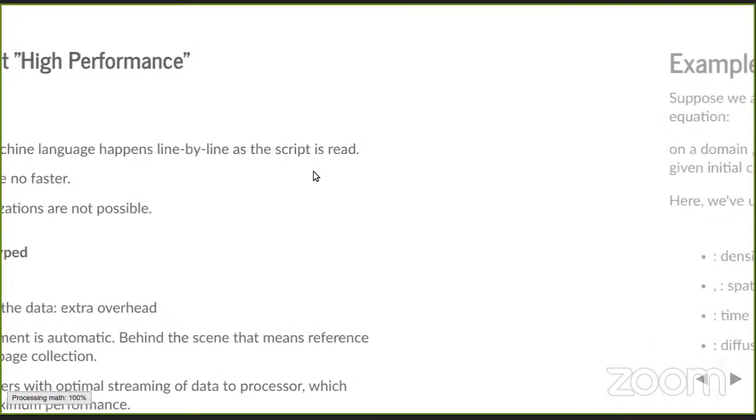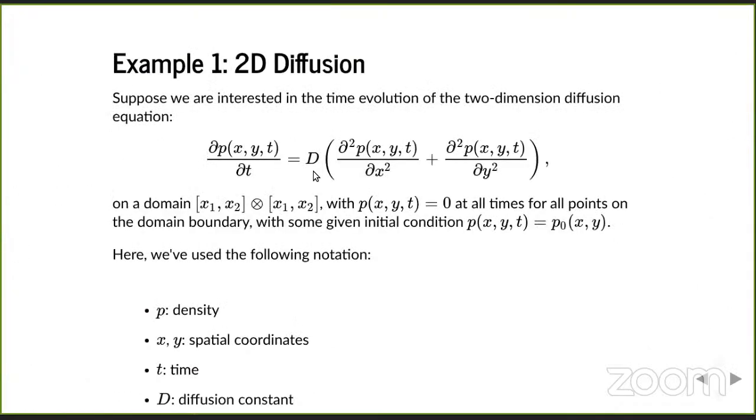So we're going to look at two examples to discuss the performance of Python and to fix it when it's not working. The first one comes from physics. So it's a two-dimensional diffusion problem. For those of you that know physics and know a little bit of partial differential equations, this is the equation we're solving. X and Y are spatial coordinates. So we have a plate, basically.